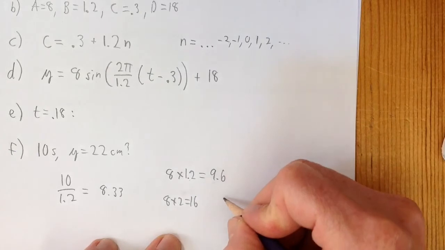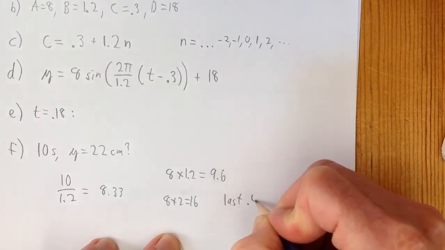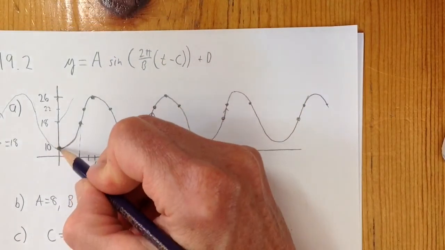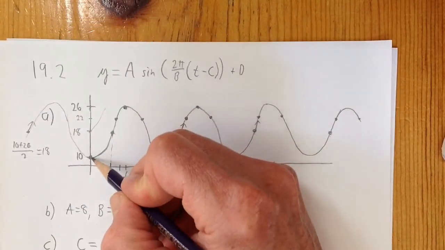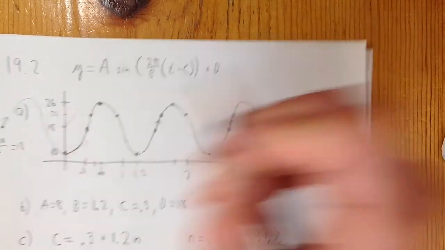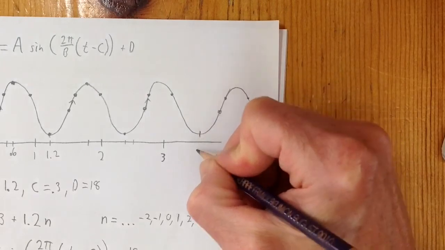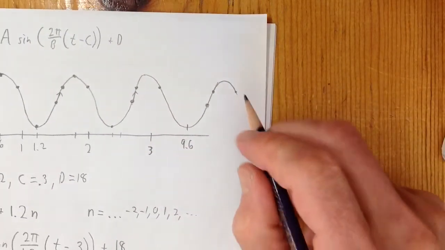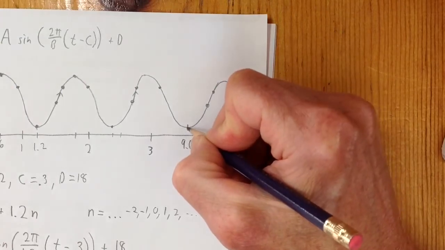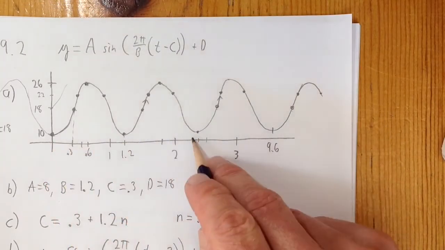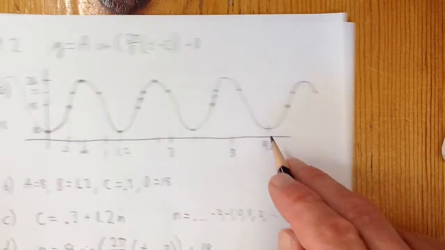The question is, in that last 0.4 seconds, are we going to get up to 22 or not? If we look at that, we're right at the bottom of the cycle. Let's do it way over here. Let's pretend right here is 9.6, even though it's not, but I don't want to draw off my paper. So the bottom is 9.6, 8 full cycles from 0. Here's 0, 1.2, 2.4, all the way to 8, which is 9.6.